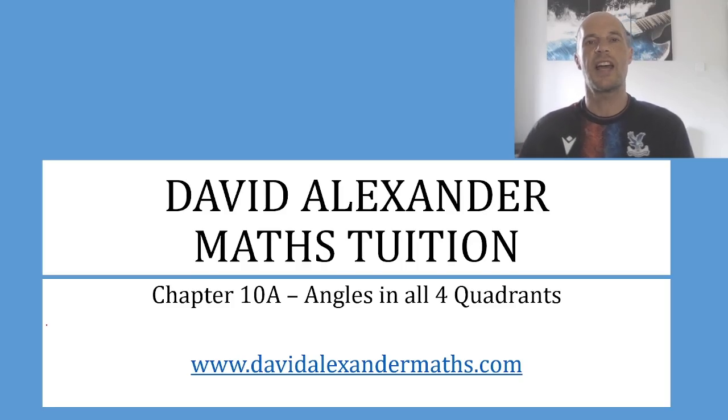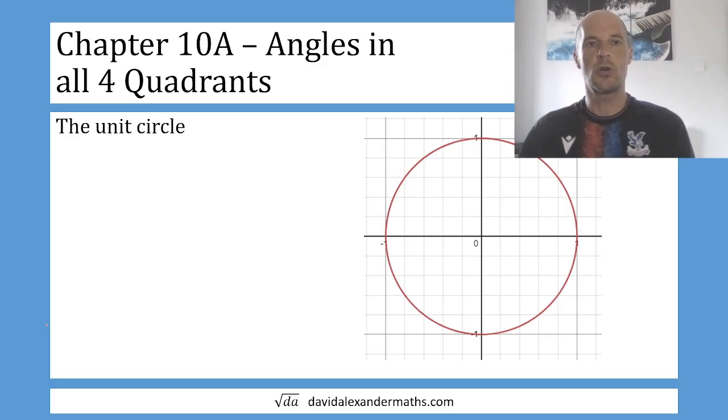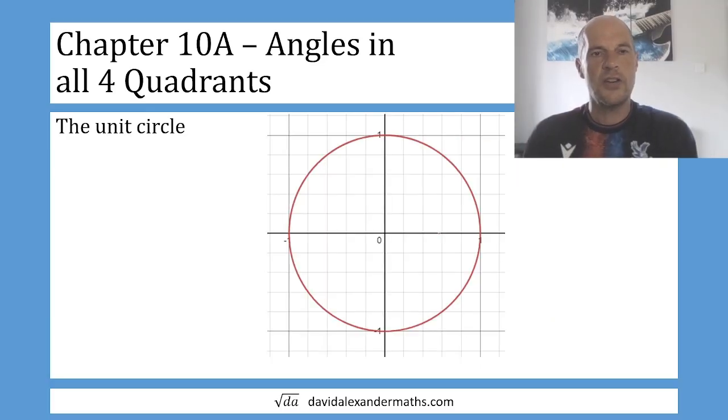This is Chapter 10a, Angles in or for Quadrants. Okay, so let's take a quick look at the unit circles. This is a circle that's got a radius of 1, centre 0, 0, so it's going through 0, 1, minus 1, 0, 0, minus 1, and 1, 0.